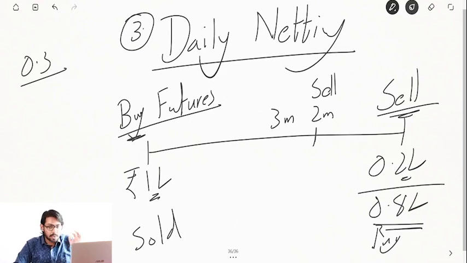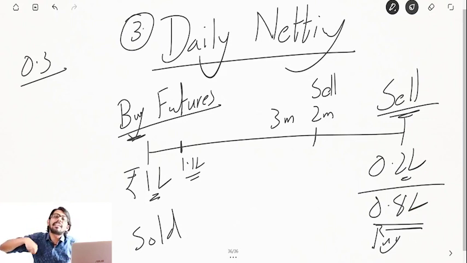It works on a daily basis. Today you bought, tomorrow it will check what is the stock price, what is the value of futures. Tomorrow the value of futures becomes 1.1 lakh. You have made a 10,000 rupees profit. It will immediately keep 10,000 rupees. But I have not sold it. No worries. Daily profit will be given to you. If not, we'll add it to your initial deposit.